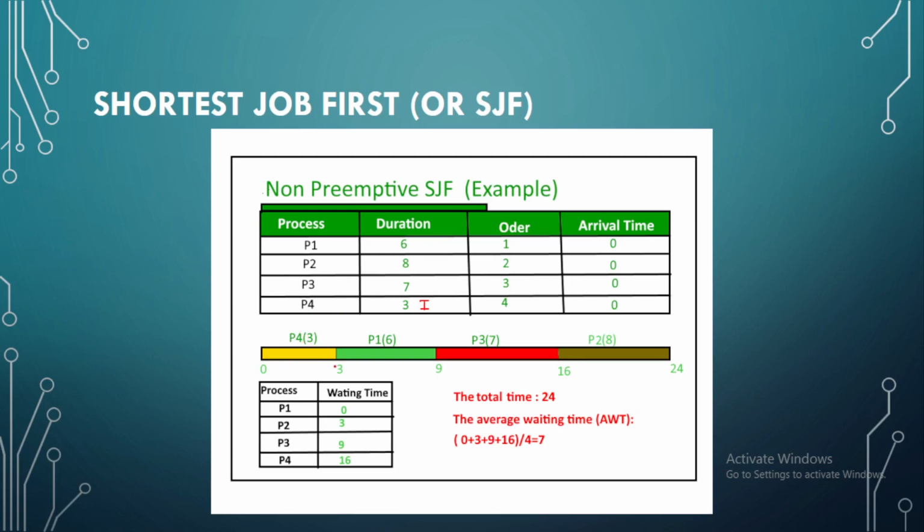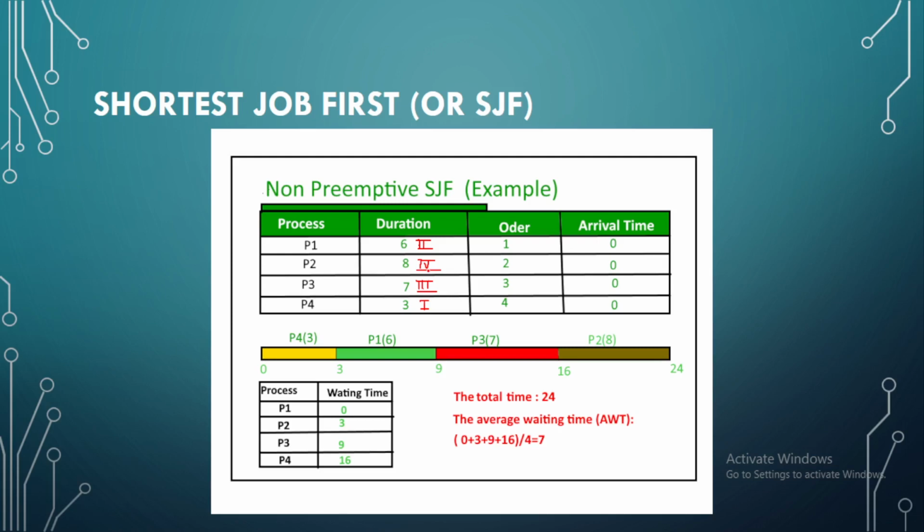After completion of P4, the next smallest process here is 6, which is P1. P1 will start its execution. After the completion of P1, the next smallest process is P3, so P3 will be executed next, and then the last one, with the largest CPU execution time, will be given the CPU. So this is how the order is given. The process with the smallest execution time will be allocated to the CPU.